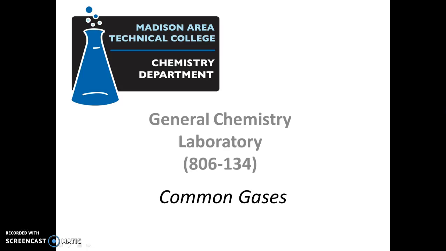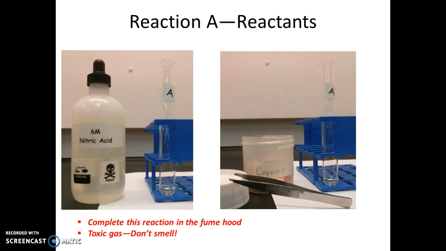This video discusses the procedure for the common gases experiment for general chemistry at Madison College. For this experiment, you're going to be doing 5 different reactions, and each reaction that you do is going to produce a gas as one of its products. In this video, I'm going to discuss the reagents that you use and the setup that you use for each reaction separately. So to start off, I'm going to be talking about reaction A.